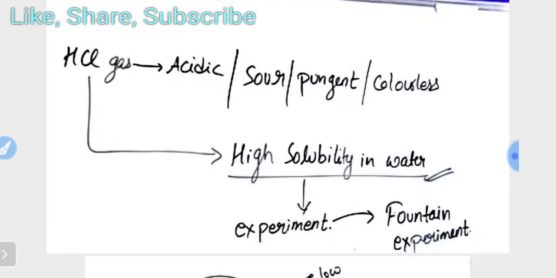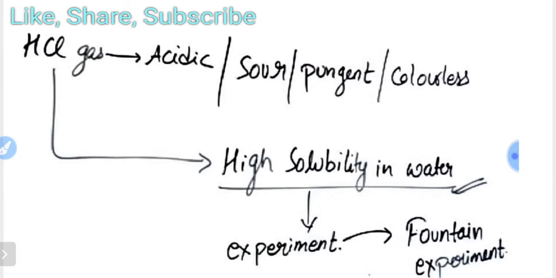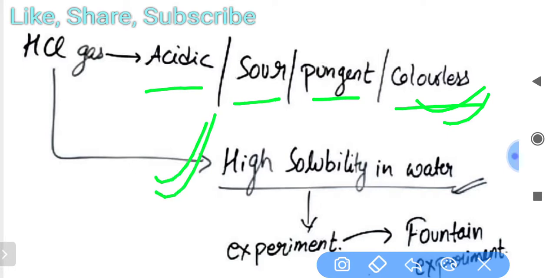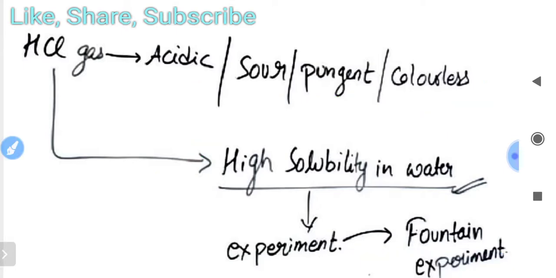One more question is there, okay, about the properties. When you read through the properties of hydrogen chloride gas, the first property is that it is acidic. Second, it is sour. It is pungent, meaning a bad smell comes out of it, and colorless. Sometimes the question is that it is a colorless gas. Okay, the main thing of this gas is high solubility with water. It is highly soluble in water. Just remember that HCl gas is highly soluble in water.